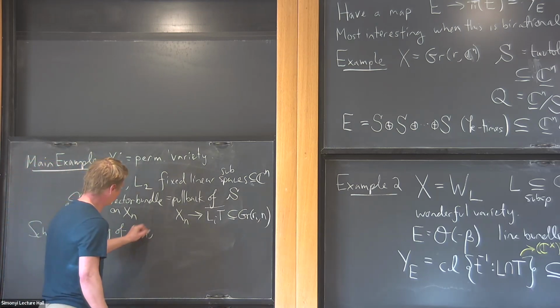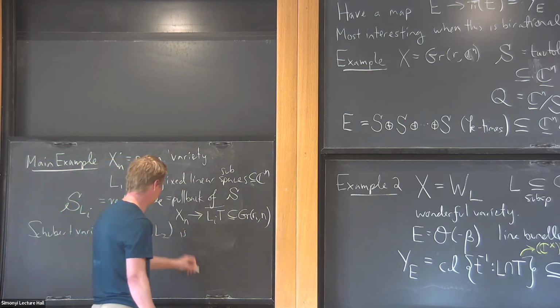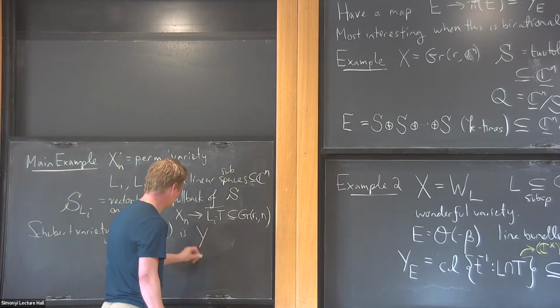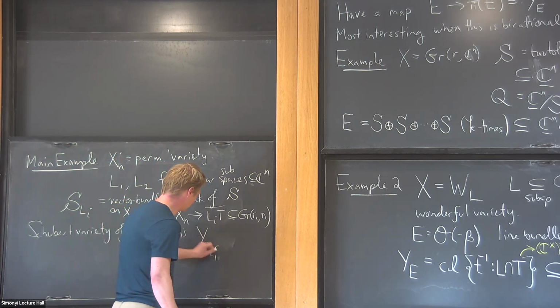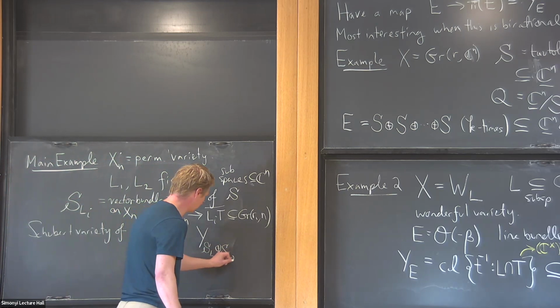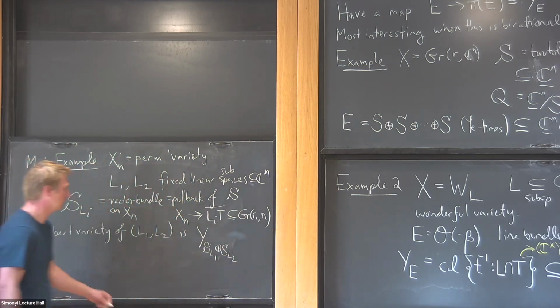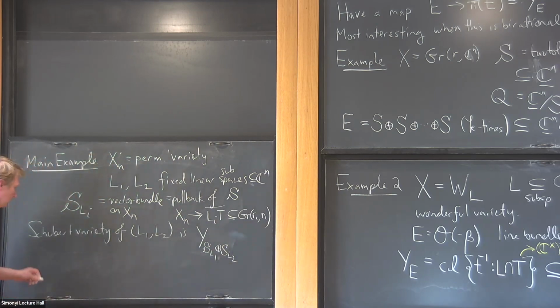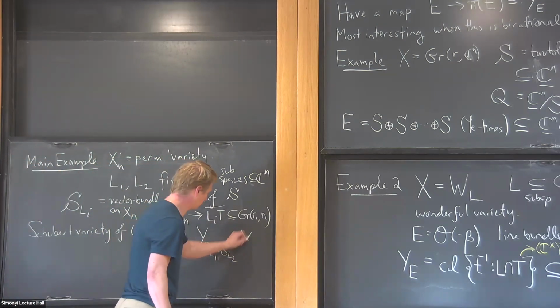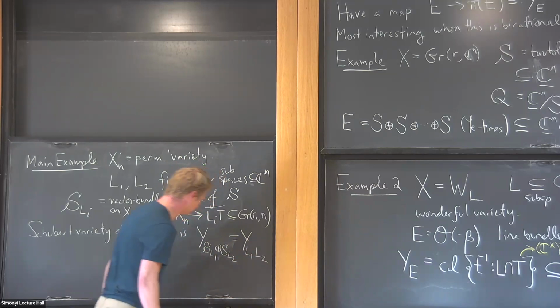Okay, and then the Schubert variety of L1, L2 is the collapsing of S of L1 plus S of L2. And I'm just going to denote this as Y of L1, L2.